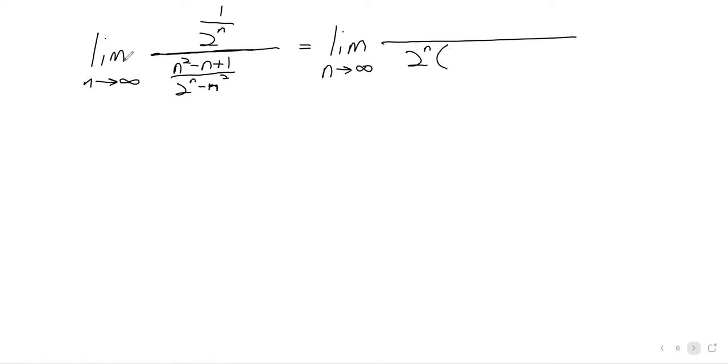Two to the n times, so we multiply by the reciprocal of the bottom, so we have this in the denominator, and then we have this, and up on top we have that one. Yeah, okay. This limit is definitely a finite number. This limit, in fact, is going to be one.